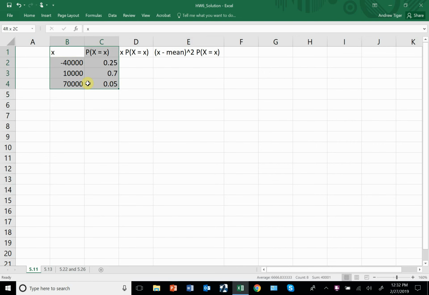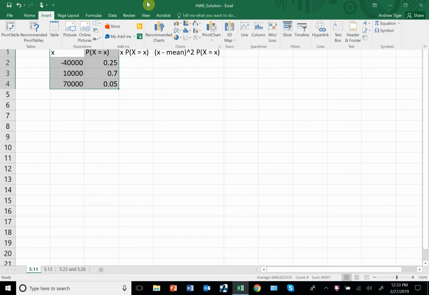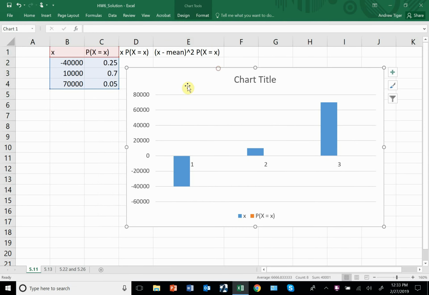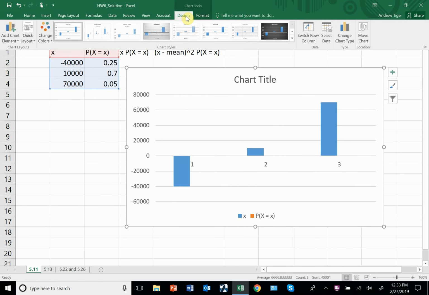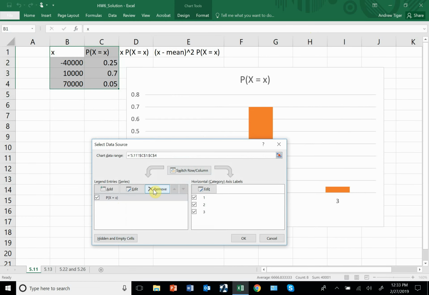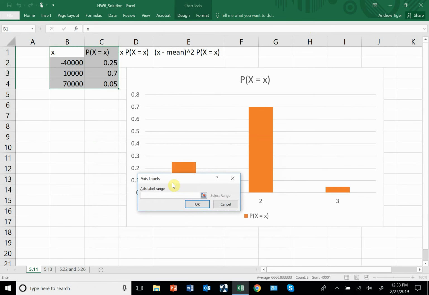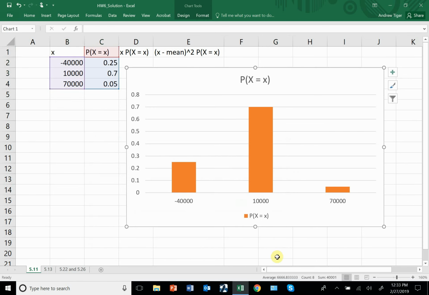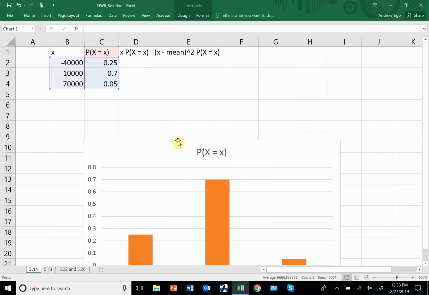So if I take these two, that's the payouts and the probabilities, grab it and build this column chart like that, then I got to edit this. I go under Design, select Data, and get rid of the X, and then change where your X values are, these. That's what we want. So that's the graph.